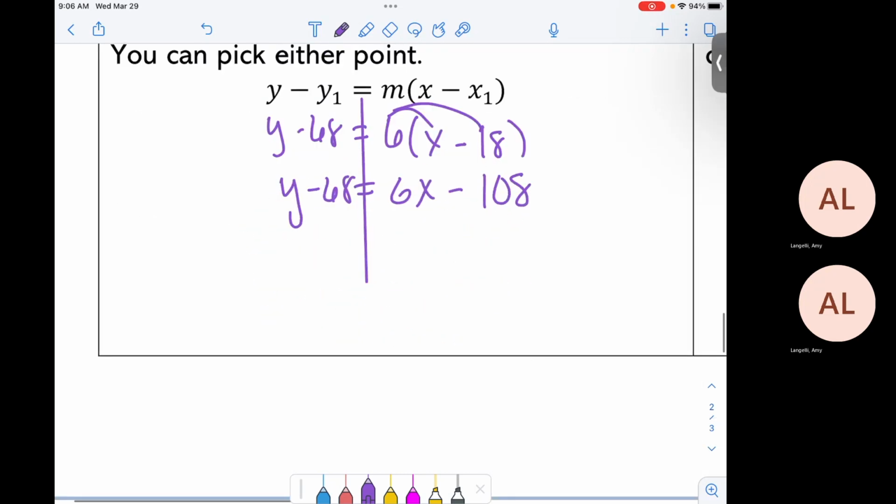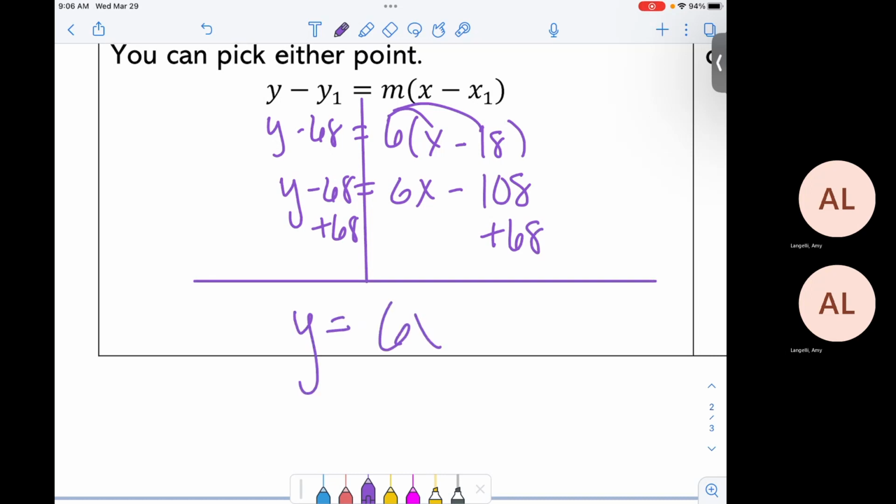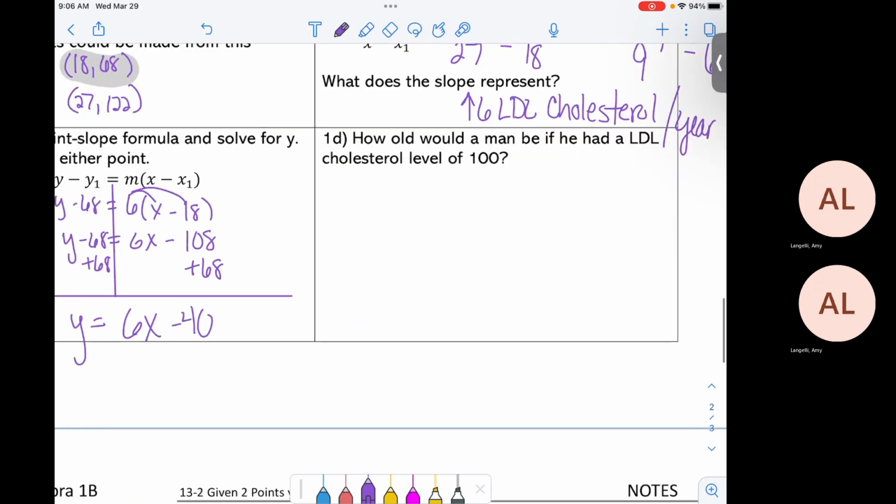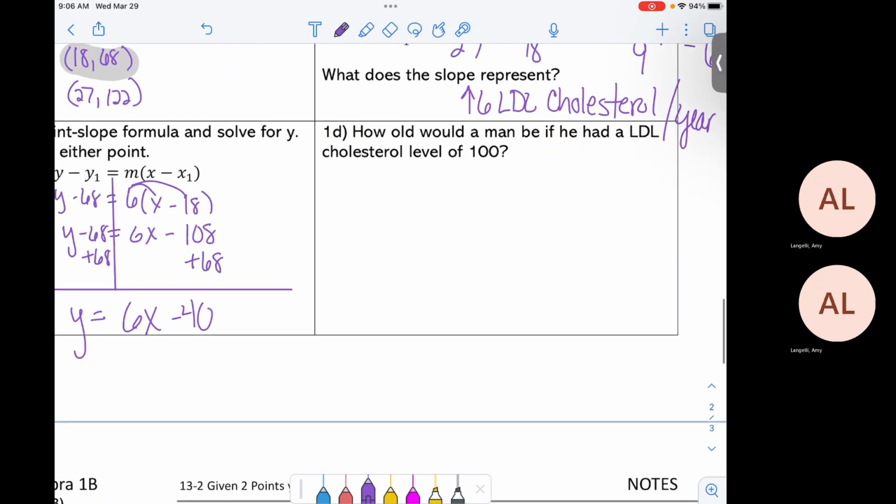Okay, and how do I move the 68 over? You add it. Okay, so we have a negative y-intercept, which doesn't mean a lot, except that's like your starting point. What would that be? Negative 40? Yeah. What, negative 108 plus 68 is negative 40? I got the same thing. Okay. Yeah. Good.